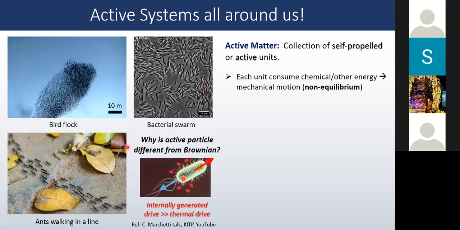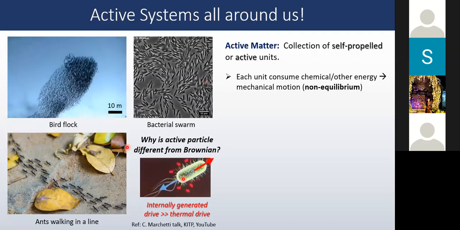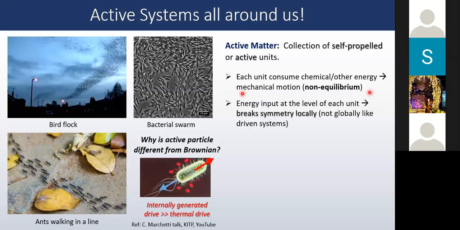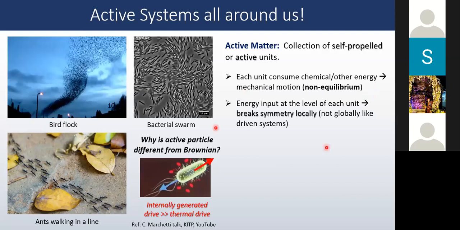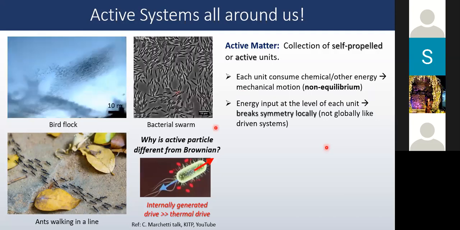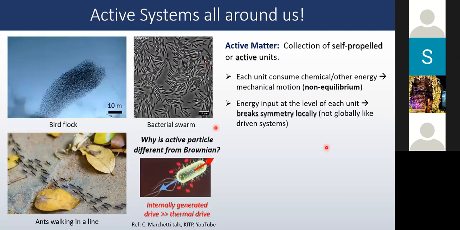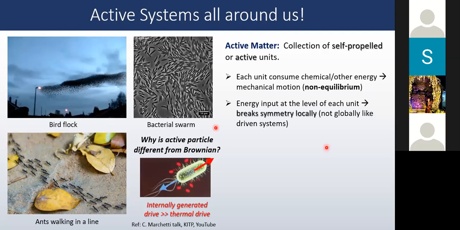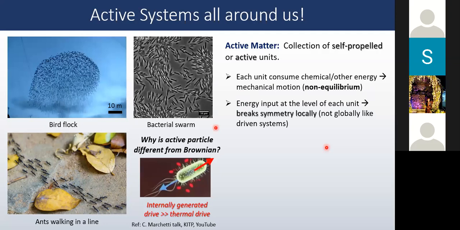But the important factor that differentiates it from driven systems is that the energy input is happening at the level of each unit, like each bird, each bacterium, each ant. And when the energy input is at such a level, it breaks the symmetry locally, not globally like a driven system. It's not like a three-dimensional matter where you are giving some forcing at the boundary and the fluid or the matter is shearing. It's not like that. So this is the important characteristic of active systems.